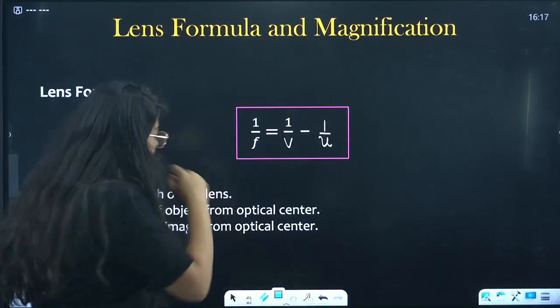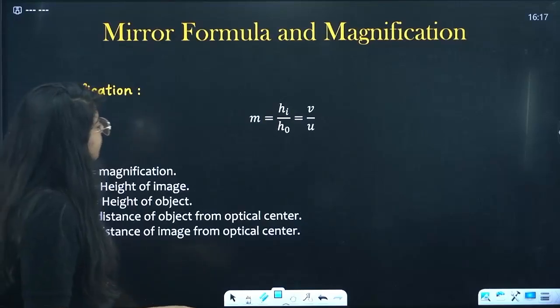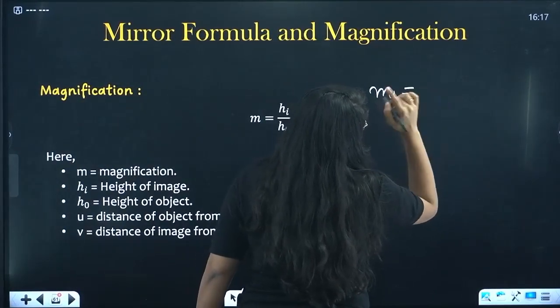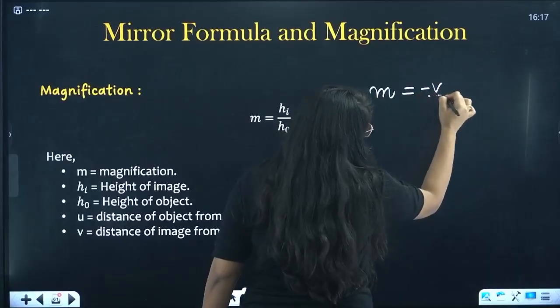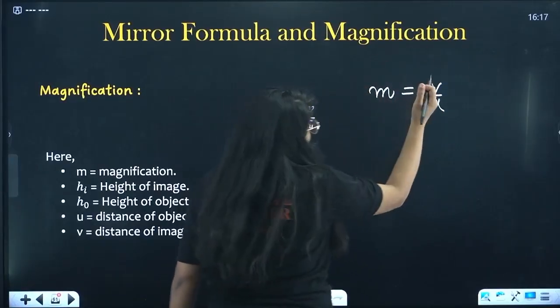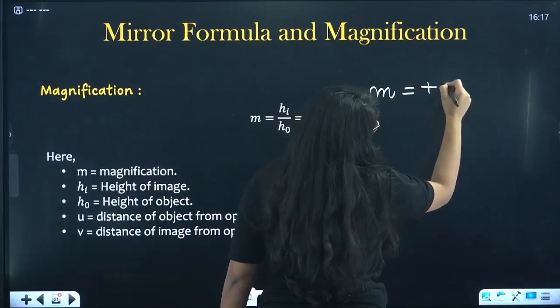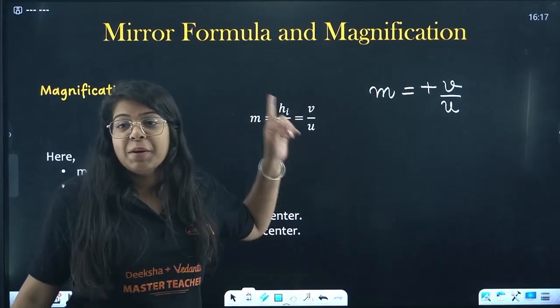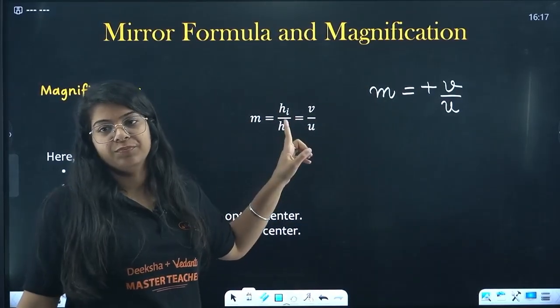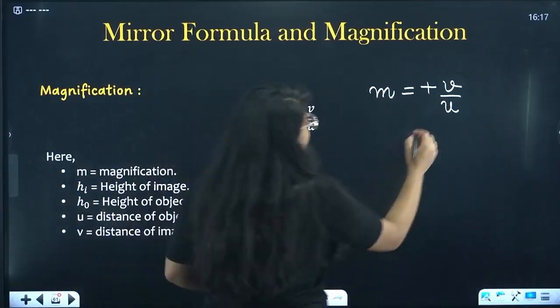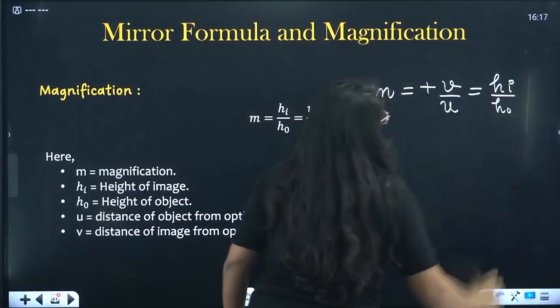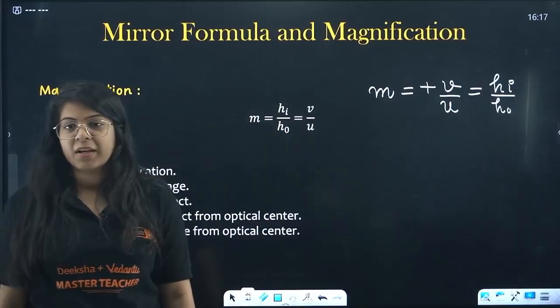Okay. Next, we have again magnification. Magnification, in the mirror formula we have minus V by U, right? But in case of lenses, it will be plus V by U. Understood? It will be plus V by U. Done? And this is same. It will always be equal to height of image divided by height of object. That is it. Done.